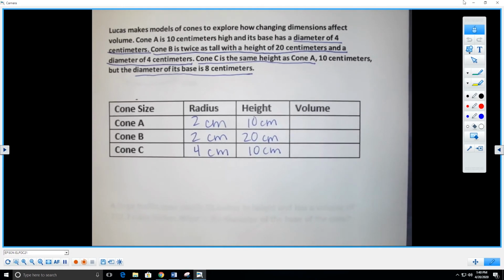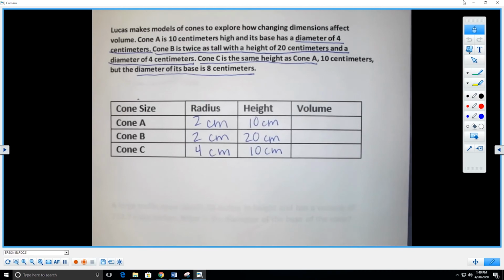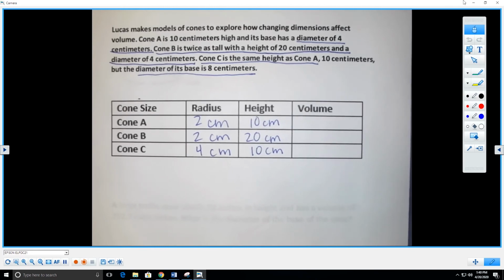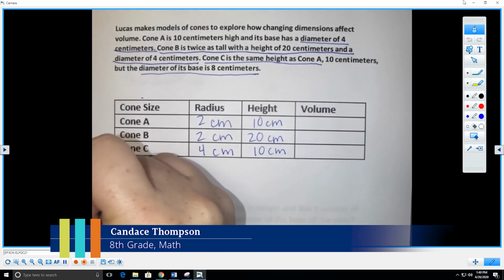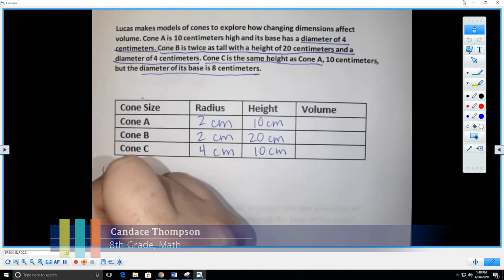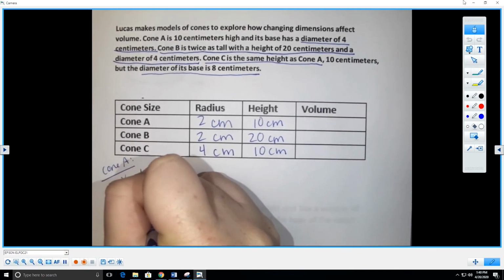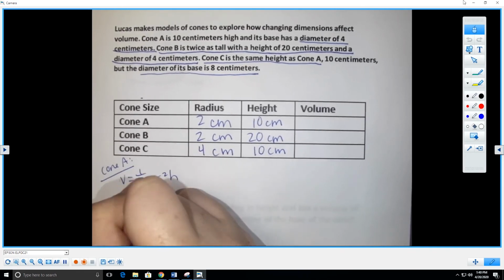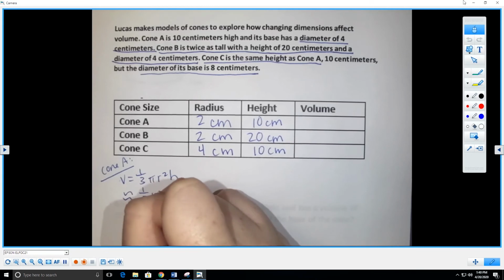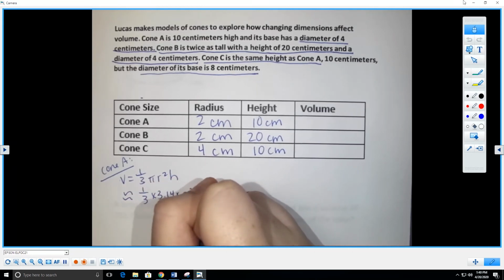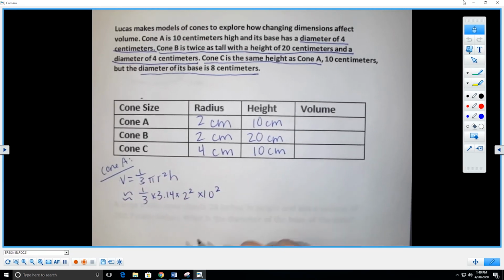First, let's work on cone A. Recall your formula for volume and try to work along with me. If you have one, you can use your calculator as well. So we have, I'm going to write cone A here just so we know what our work is. So volume equals 1/3 pi r squared times height. So 1/3 times 3.14 times 2 squared times a height of 10. Whoops, I don't square the height.